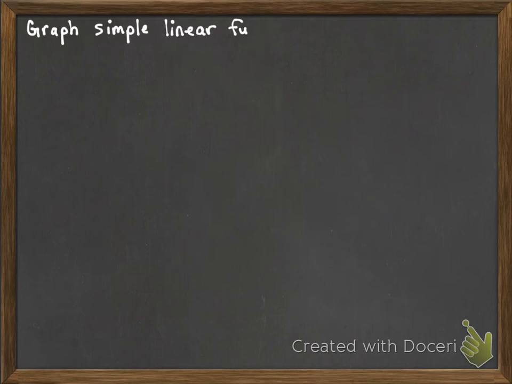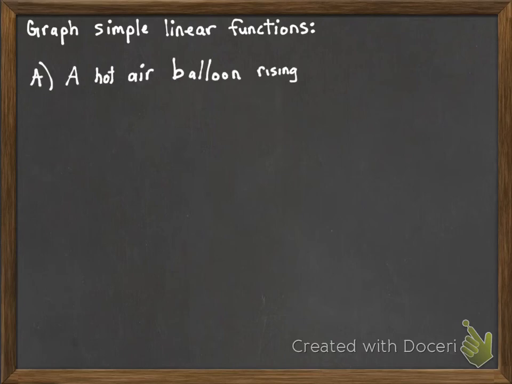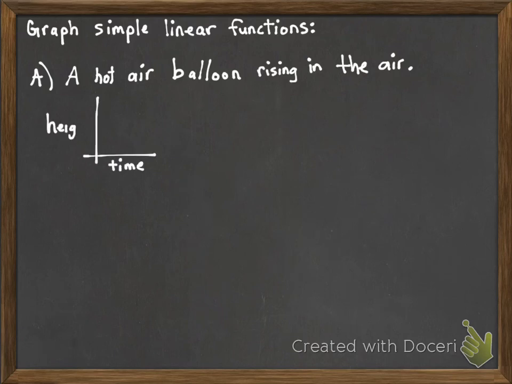For the next example, we're going to graph simple linear functions. If we already know it's linear, we know we can graph it with a straight line. So we're going to look at a couple situations. For the first situation, we have a hot air balloon rising in the air. So if we graph the height of that air balloon over time, it's going to be a line that's increasing or going upwards as that air balloon rises into the air.